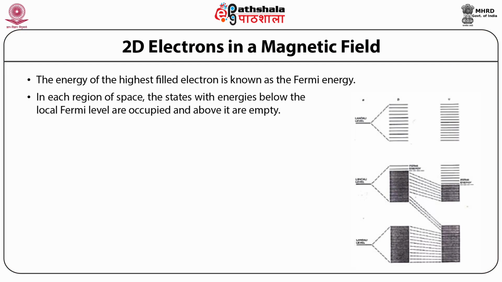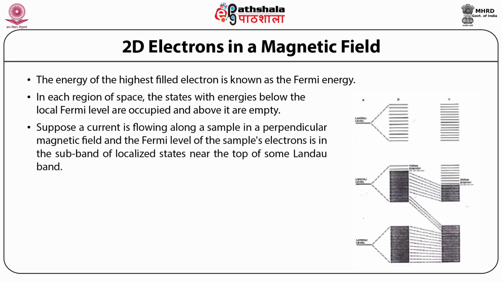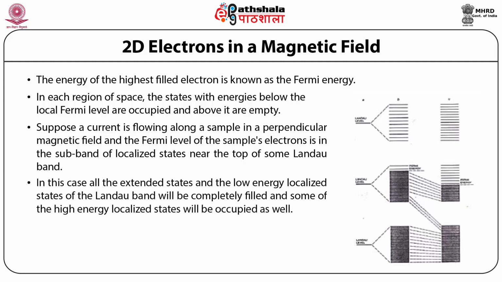In each region of space, the states with energies below the local Fermi level are occupied and above it are empty, which is something you already know, students, even from the three-dimensional solid state physics you have learned. Suppose a current is flowing along a sample in a perpendicular magnetic field and the Fermi level of the sample's electrons is in the subband of localized states near the top of some Landau band. In this case, all the extended states and the low energy localized states of the Landau band will be completely filled, and some of the high energy localized states will be occupied as well.